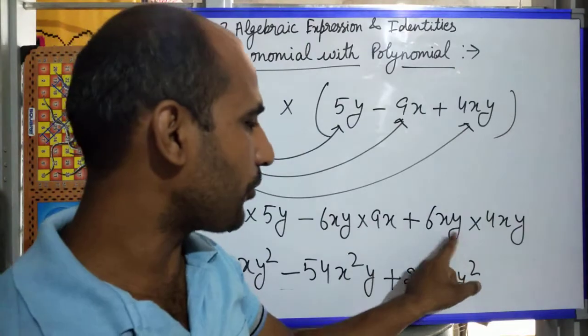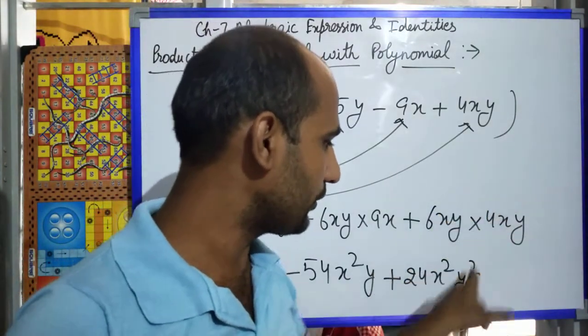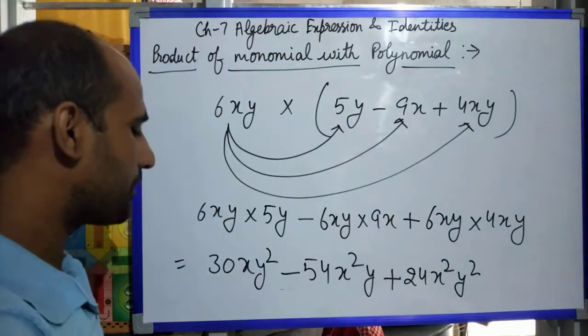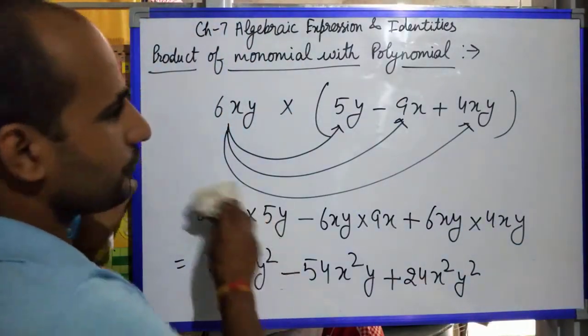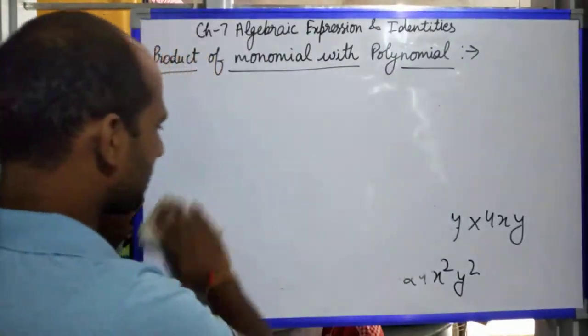We cannot add the powers of x and y together; we add the powers of x and x, and y and y. So in this way we can multiply any monomial with any polynomial.